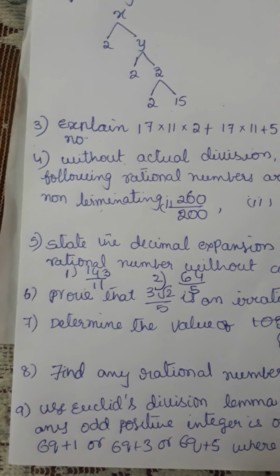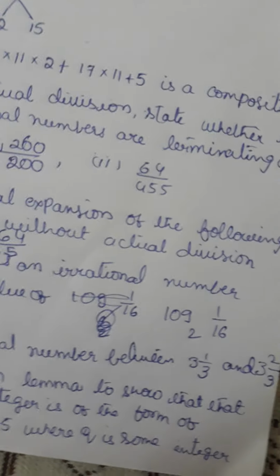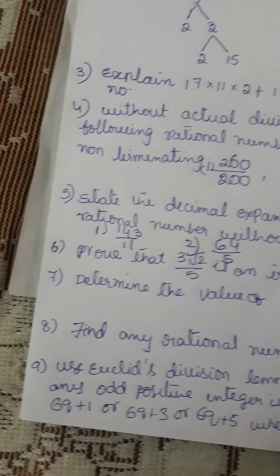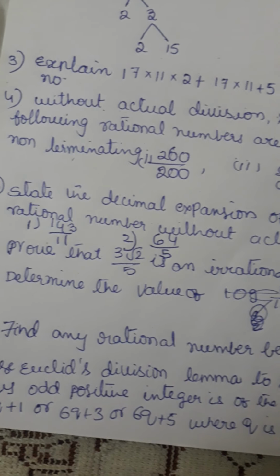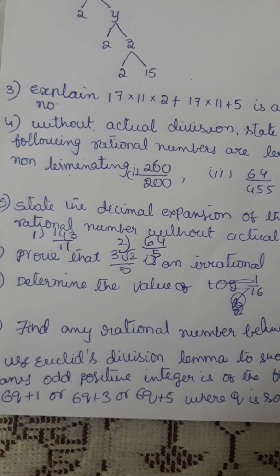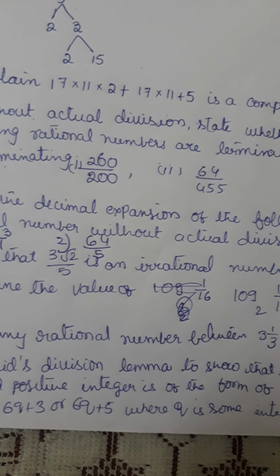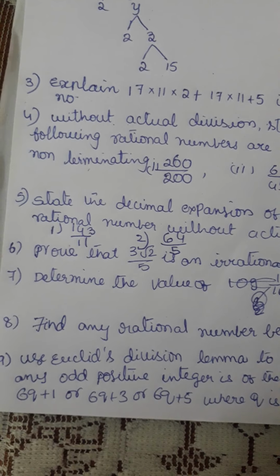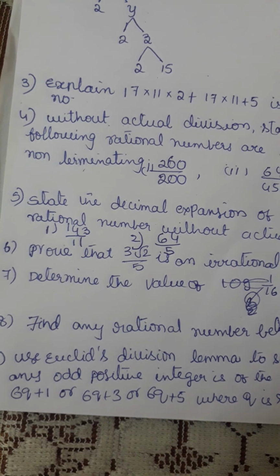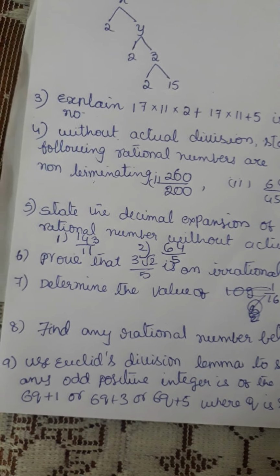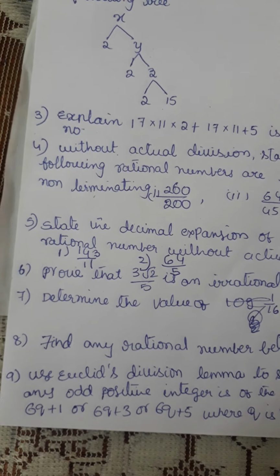Next one, use Euclid's division lemma to show that any odd positive integer is in the form of 6q plus 1 or 6q plus 3 or 6q plus 5, where q is some integer. See, again I am telling you, Euclid's division lemma says that a is equal to bq plus r. Here also, let a be any positive number and b is equal to 6. When 6q plus 1, 6q plus 3, 6q plus 5 is given to you, you have to assume that b is equal to 6. So here a is equal to 6q plus r.